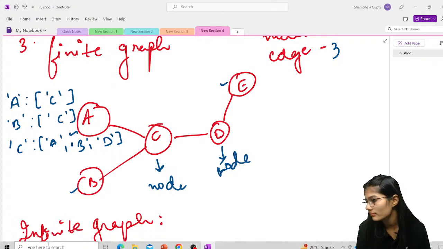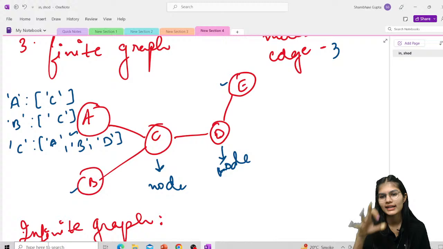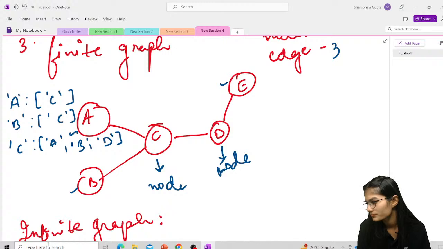Clear with this, everyone? Priya: A is C, B is C. Yeah, absolutely right, Priya. You store that inside a dictionary, and inside the dictionary you make a list in which you store that. I'll let you know afterwards.